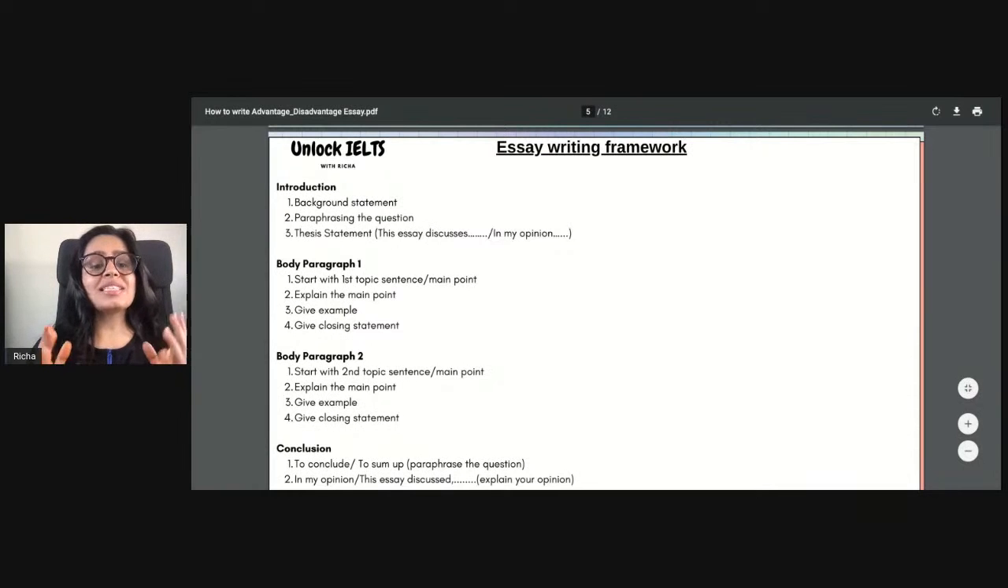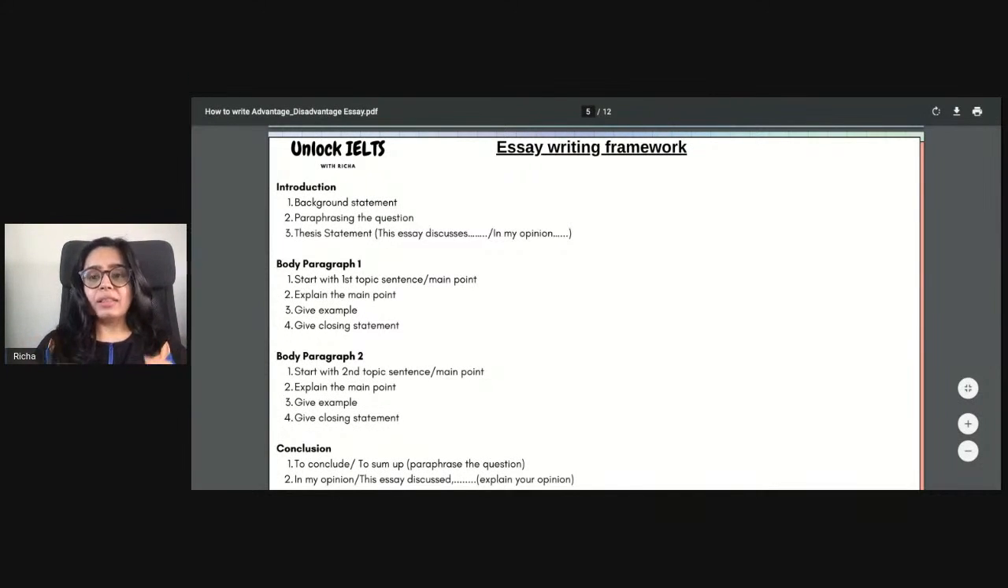Herein, you are going to pick your second strongest topic sentence or main point, which you're again going to explain with further explanation using linking words, supporting it with an example, and giving a closing statement. Lastly comes our conclusion. You begin it with keywords like to conclude, to sum up, in conclusion, followed by paraphrasing the question again, which means you are highlighting whatever you discussed in the essay, and lastly, you are giving your opinion or you can further explain your opinion.